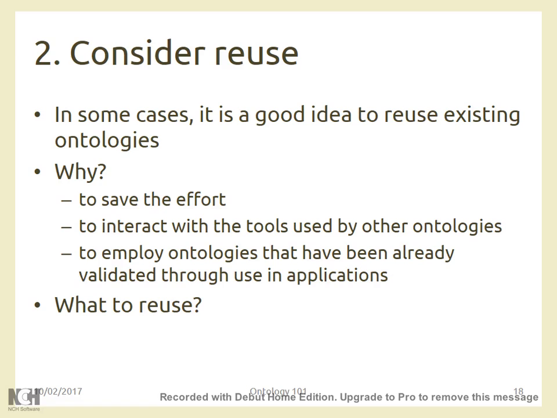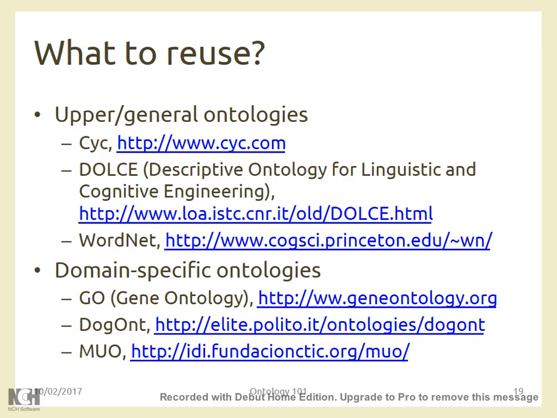We saw before that there is no single correct way to build an ontology. So if we have an ontology that is widely used, it's probably a good ontology, correct for that domain. If we are able to use it, we can benefit from the experience, from the applications, from everything that is around that ontology. The question is what to reuse. In general, we can split it into two, three types of ontologies to reuse.